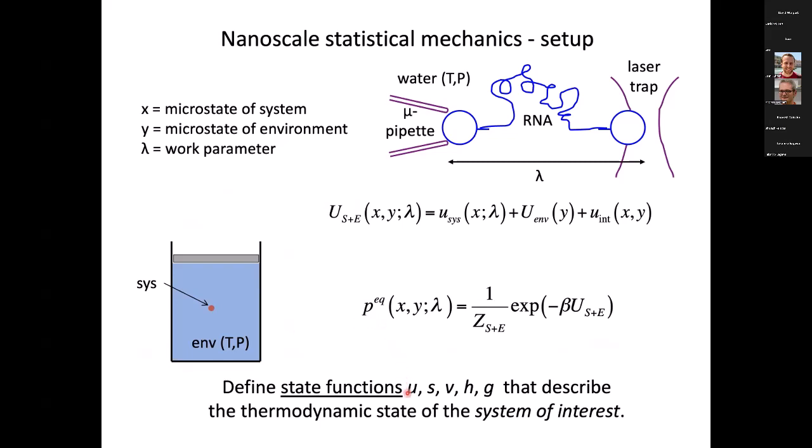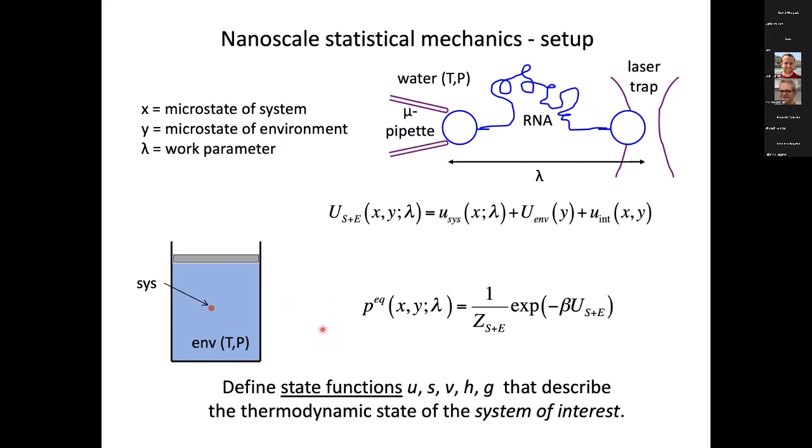In particular, I want to define a state function little u, which will be how I define the equilibrium internal energy of my system of interest, S for the entropy, V for volume, H for enthalpy, and G for Gibbs free energy. I'll talk about Helmholtz free energy a little bit later on. So again, these are meant to be quantities associated with the thermodynamic state of the system of interest, not the system and its surroundings. So these should be microscopic in magnitude.